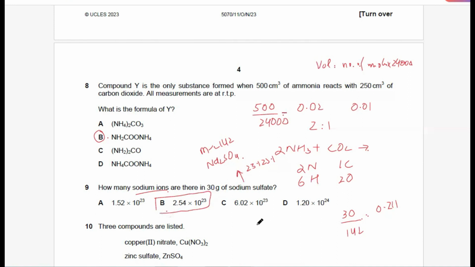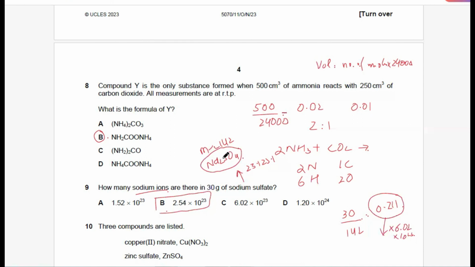How does it come? When we have to find out the number of particles, here I have the moles. If I have to find out the number of molecules of sodium sulfate, I just multiply it by 6.02 into 10 raised to the power 23. So I'll get the number of molecules. Then I know in 1 molecule I have 2 ions of sodium, so I have to multiply it by 2. So my answer is B in this case.